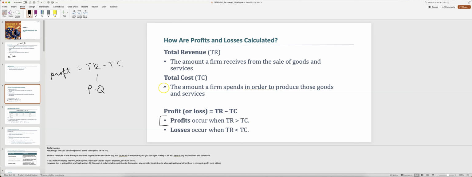So already you can see, in the way that I broke down this equation, we're going to want to know how is the price determined, and we're going to want to know how is the quantity determined.